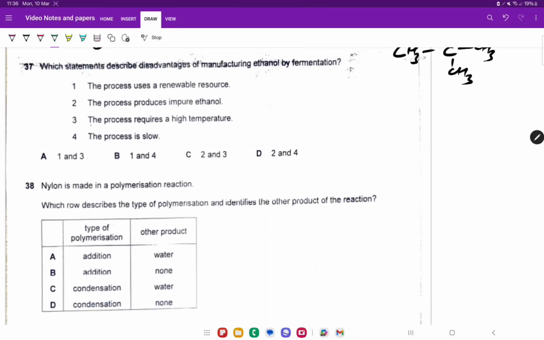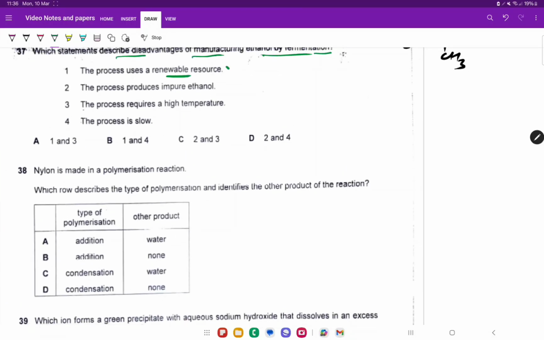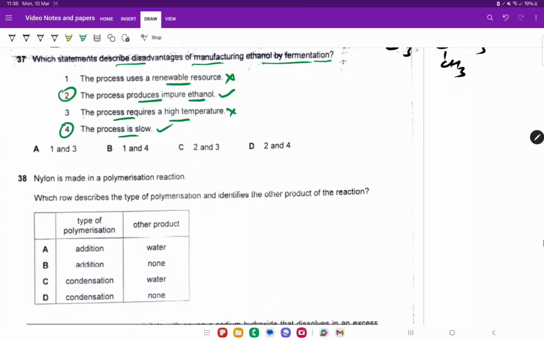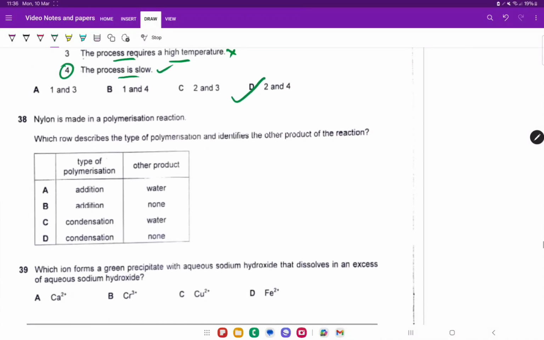Which statement describes a disadvantage of manufacturing ethanol by fermentation? The process uses renewable source of energy. No. The process produces more impure ethanol. It's correct. The process requires high temperature. No. The process is slow. Yes, correct. We are looking for correct options. Answer is 2 and 4. That is D. D is the answer.